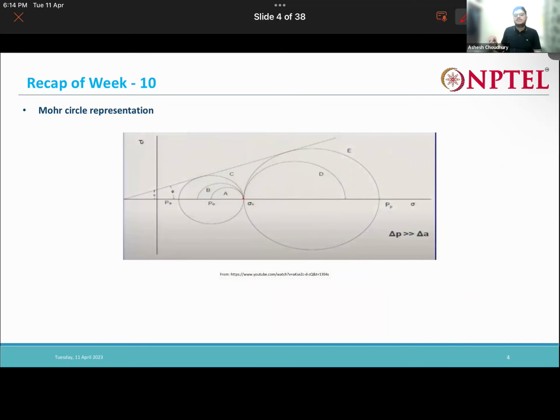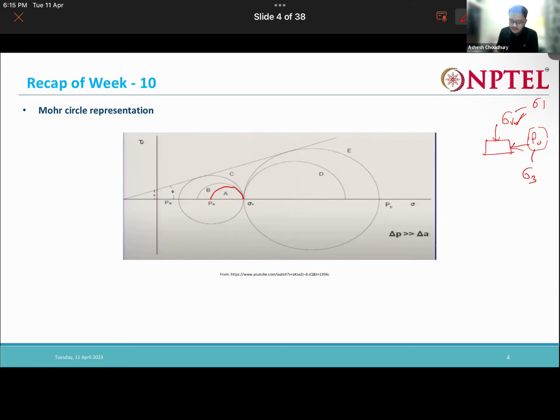Now, if you want to represent this active and passive case in terms of Mohr circles, how will it be? First is the at rest case. Say you have a soil element, right? So you have vertical stress acting here, and you have my P naught acting. So this P naught at rest pressure is lesser than the vertical stress that is acting. So this vertical will be my sigma 1 and this will be my sigma 3. So this circle A represents that.